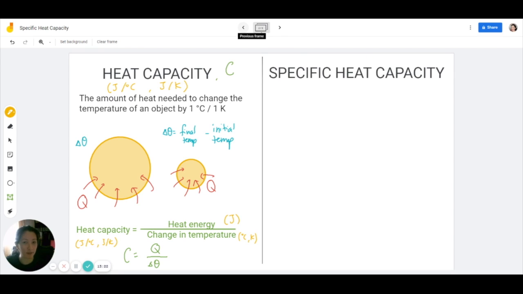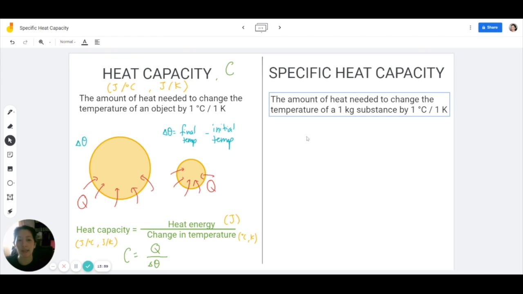Let's take a look at specific heat capacity now. They may look the same, but they're not the same. The addition of the word specific makes all the difference in the world. The moment we have the word specific here, think of it this way. This is the value of the heat capacity specific to the material. So, specific heat capacity, let's get straight into it. The definition of specific heat capacity is the amount of heat needed to change the temperature of a 1 kilogram substance by 1 degree Celsius or 1 Kelvin.